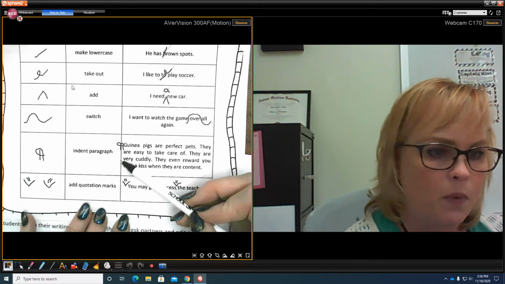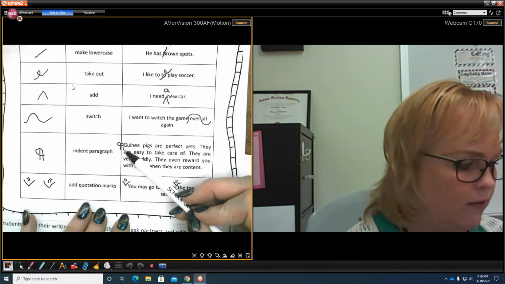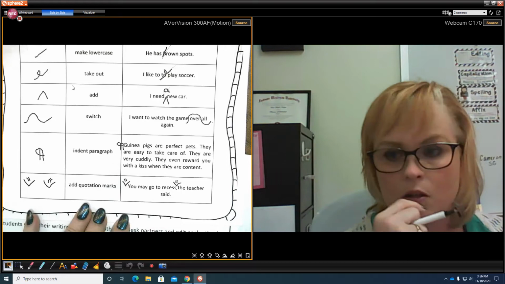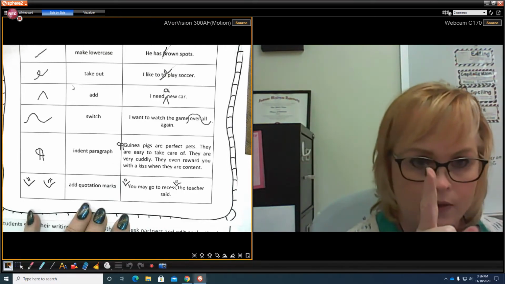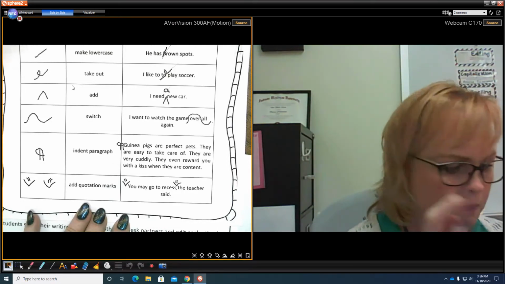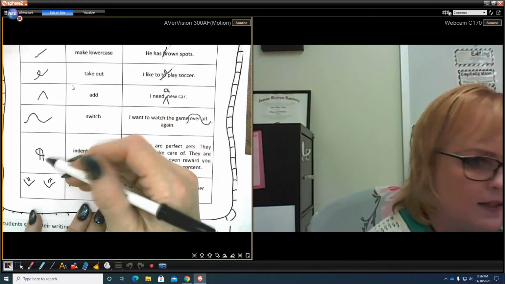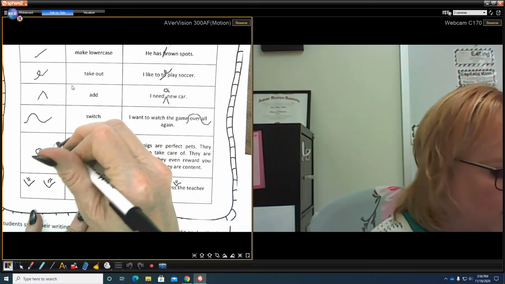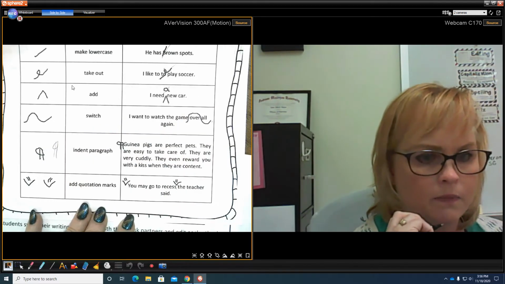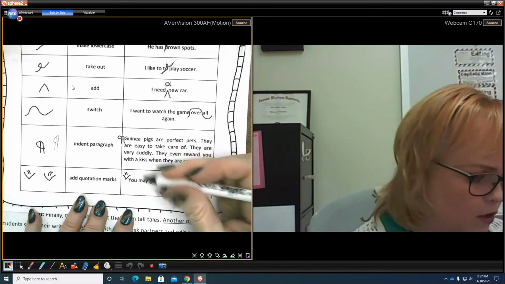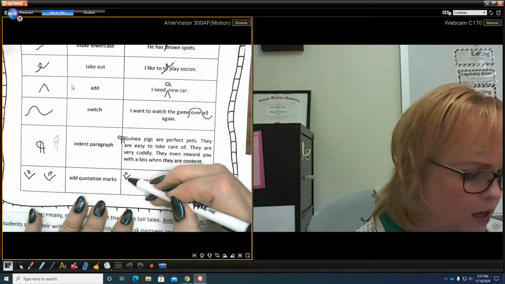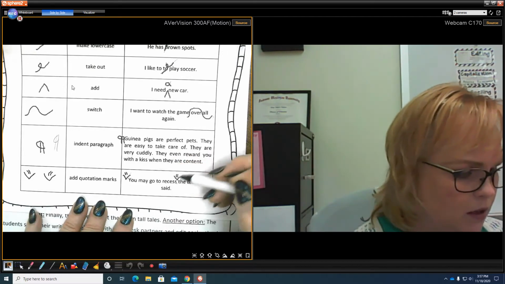And this is a very important one. Instead of erasing all your sentences and you meant to write a new paragraph where you have to indent 2 finger spaces in, you can simply make this symbol here. So it's kind of like a backward P with 2 lines through it. Okay? And then for quotation marks, you kind of do the same thing that you did for the other things. It's an upside down caret with the quotation marks above it.